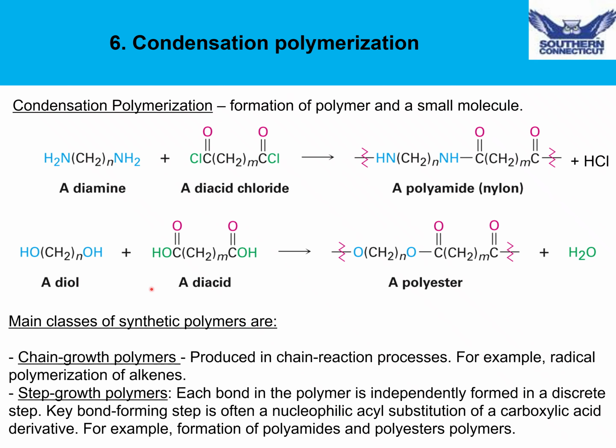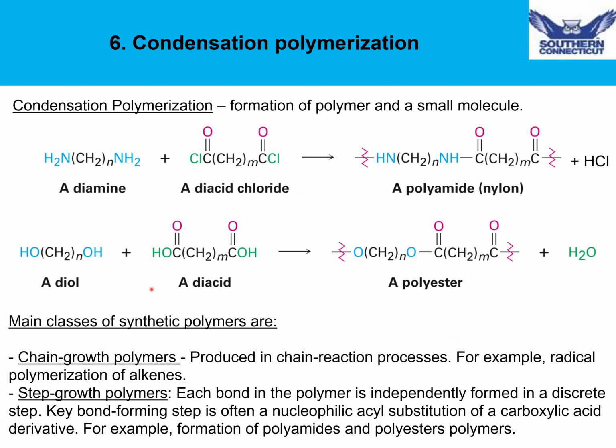There are two main classes of synthetic polymers. The one we're looking at here is a type of step growth polymer, where each bond is individually made, leading to a product that then reacts further. It can be the same type of reaction, but each step produces a new bond.